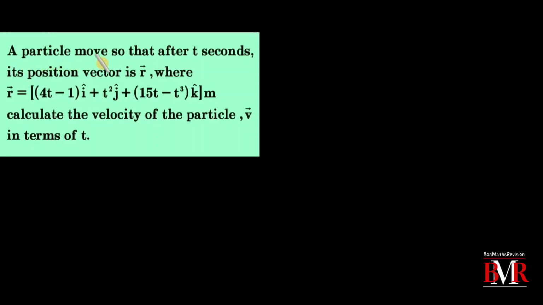A particle moves so that after t seconds, its position vector is r, where r equals (4t minus 1)i plus t squared j plus (15t minus t cubed)k meters. Calculate the velocity of the particle v in terms of t. To calculate the velocity of the particle v, I need to differentiate the position vector, or the displacement vector, with respect to time. That's the formula.